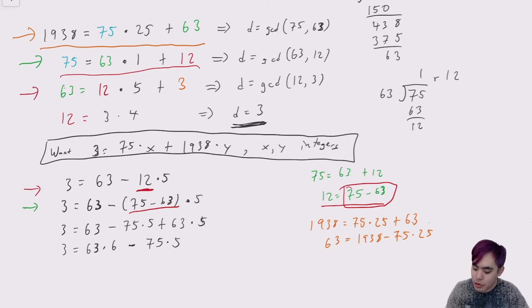But now we know this. And so we can replace 63 with this other equation. So you're going backwards. So you're doing the opposite of simplification.